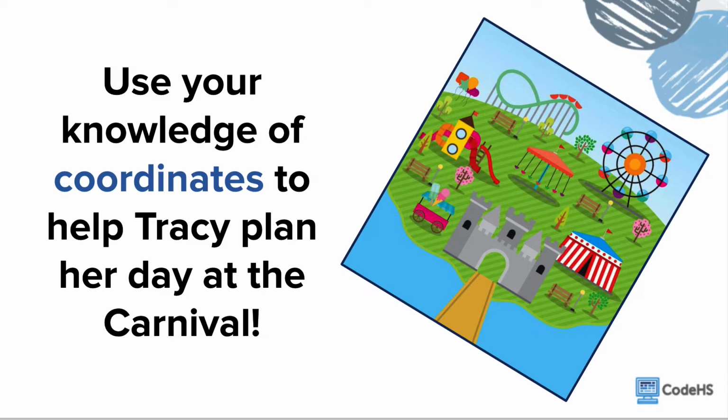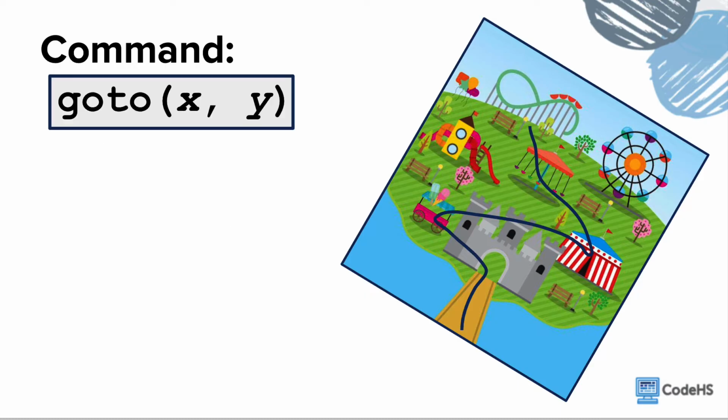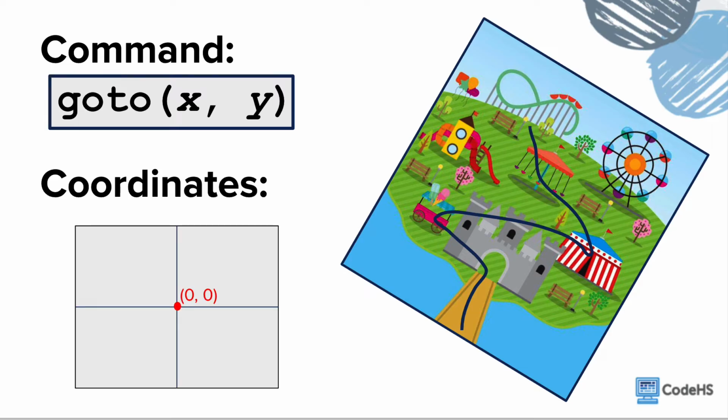Use your knowledge of the coordinate system in Tracy's grid world to help her plan out her day at the carnival. Here are a few reminders to get you started. We can use the Go To command to send Tracy to a certain location in her world. Remember that Tracy lives in a grid world.